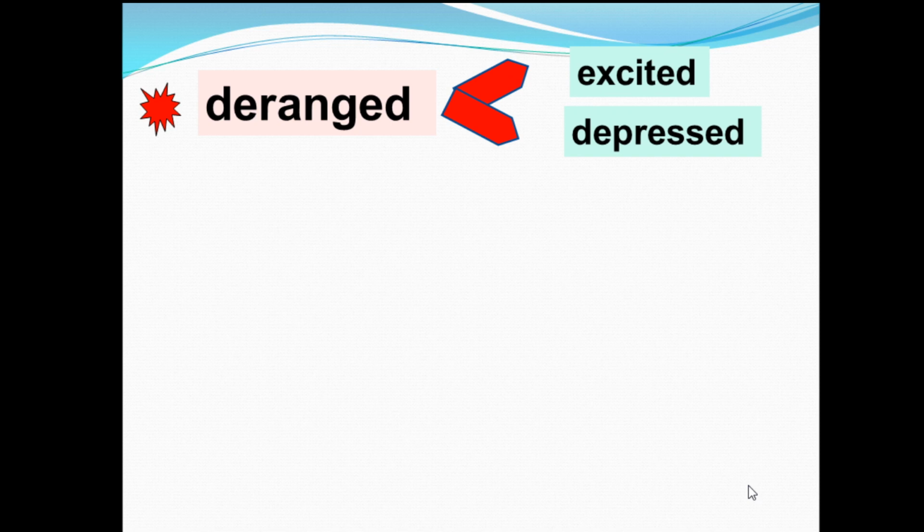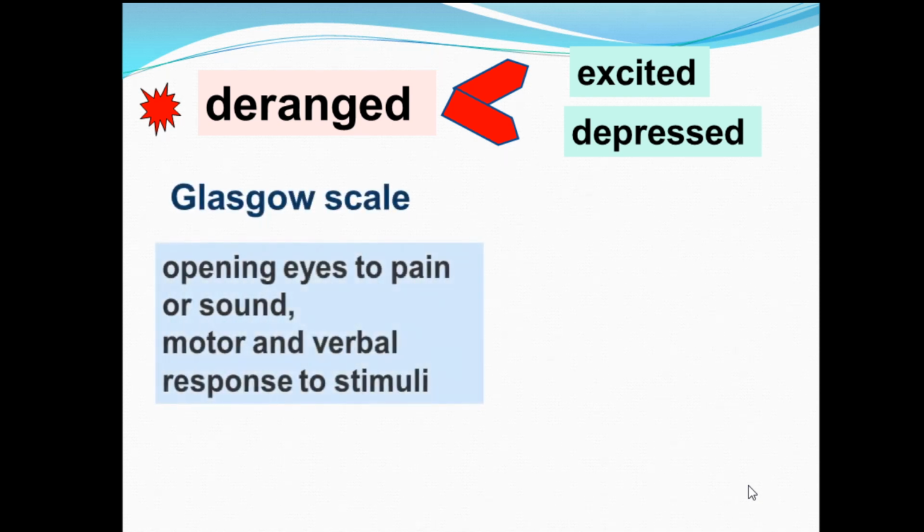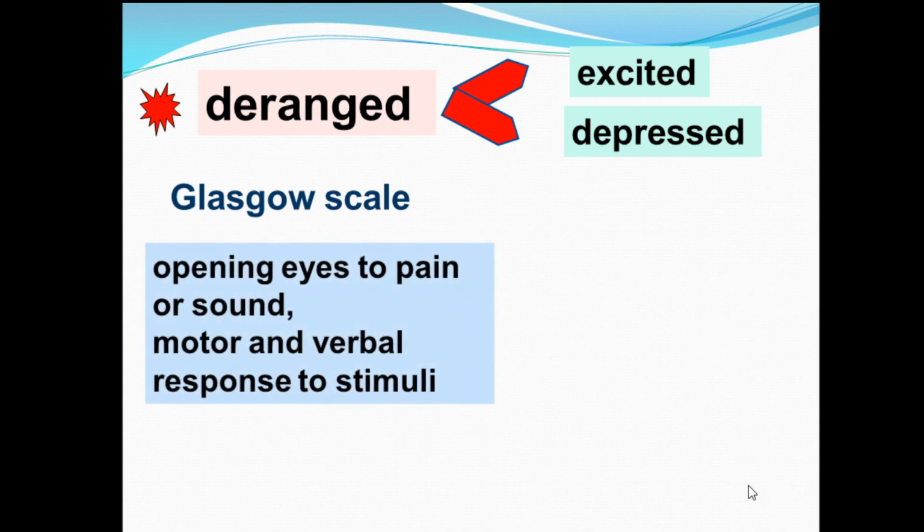I said to you, if the patient answers our questions later and non-adequately, we are talking about deranged consciousness, which is divided into two groups, excited or depressed. Depressed consciousness is divided into some degrees depending on the Glasgow scale.